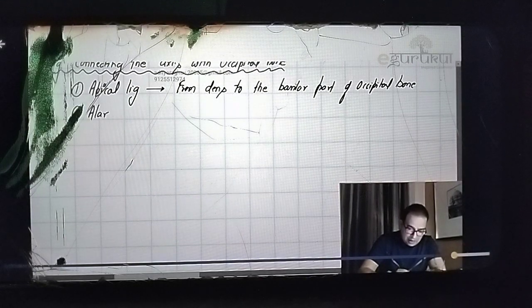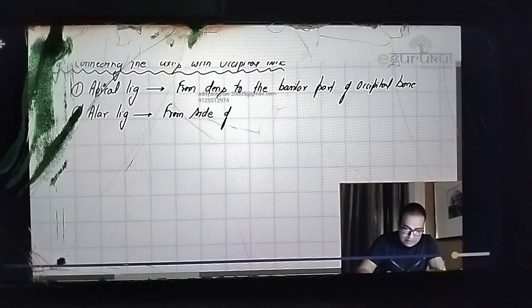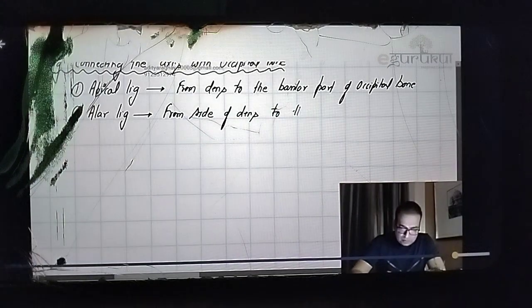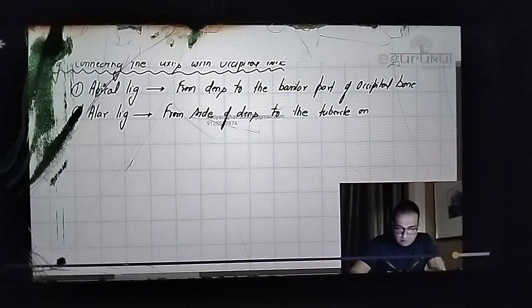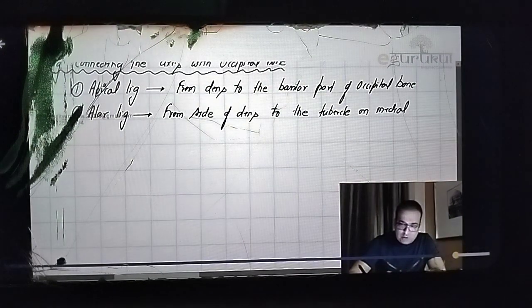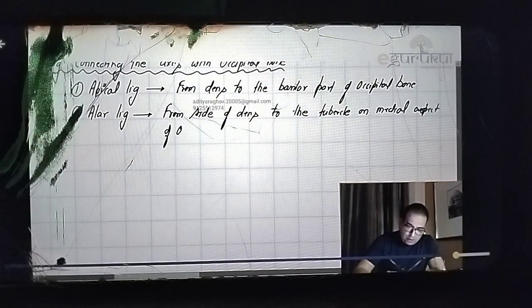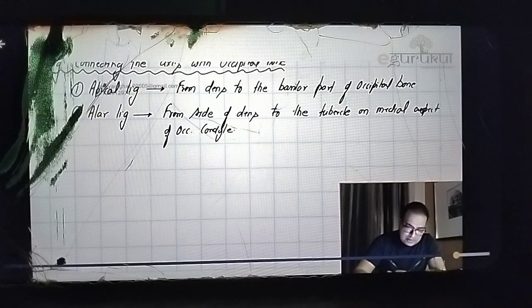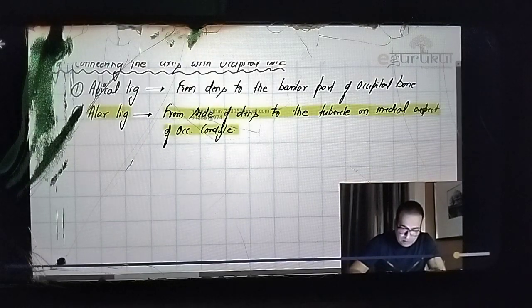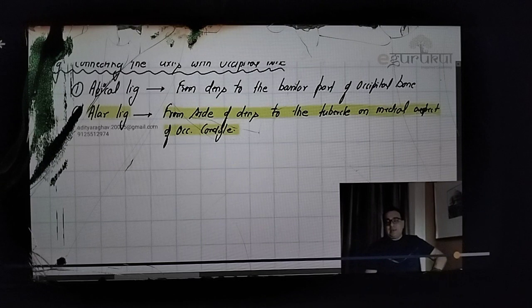Apart from the apical, there was an alar ligament, which is very, very important. This alar ligament is from the side of the dens to the tubercle. I'll show it to you. To the tubercle on the medial aspect of occipital condyle. This is important, guys. This is worth writing. I'll tell you why it is worth writing. From the side of the dens to the tubercle on the medial aspect of occipital condyle.